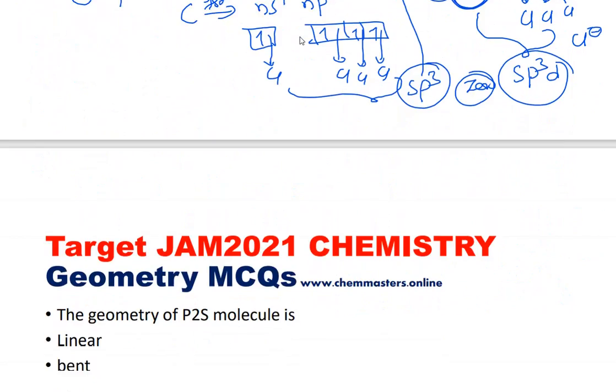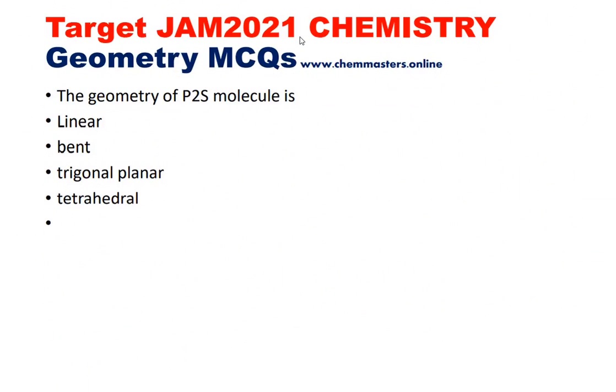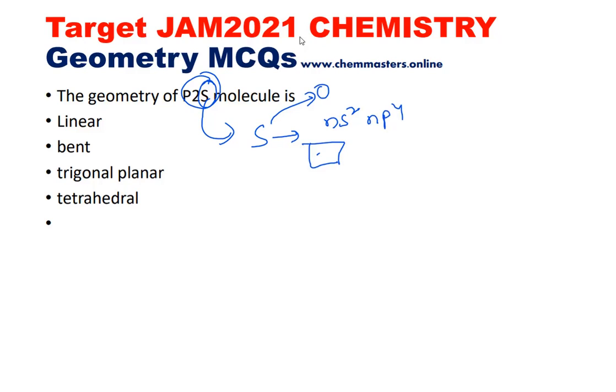Okay, right. The next question. The geometry of the P2S molecule is... here sulfur is considered as the central atom, and we know that sulfur belongs to the oxygen family with valency electronic configuration ns2 np4. Now just fill the electrons in the orbitals here. So we have 2 unpaired electrons, right? These 2 unpaired electrons can make sigma bonds with 2 P atoms, that is phosphorus atoms.